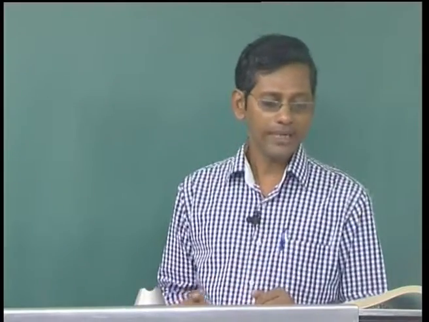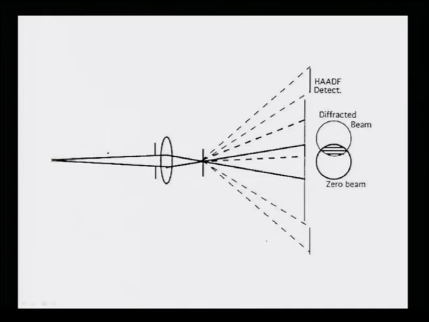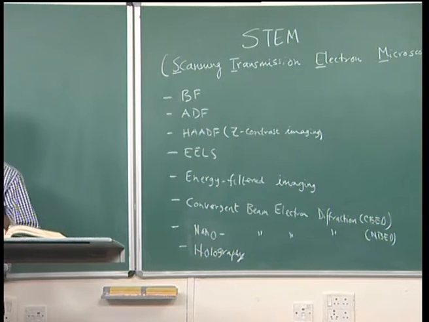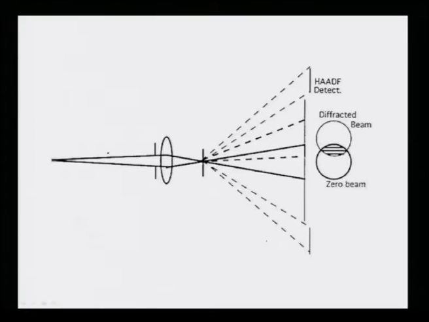Thus, in STEM actually several detectors can be used simultaneously to produce images from the different signals coming out from the sample. So, there are a variety of these STEM detectors available, which I have listed here. A variety of STEM detectors are available to obtain different signals other than bright field and dark field.